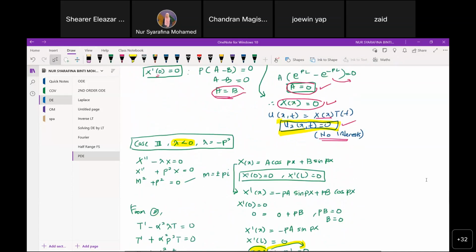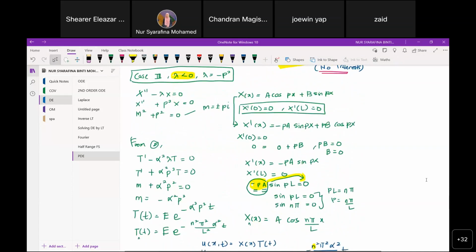So in our third case, where lambda is less than 0, we use lambda equals negative p squared. Just substitute lambda here with negative p squared, which will give you x double prime plus p squared x equals 0. Change it to the characteristic equation: we have m squared plus p squared equals 0, which gives m equals plus minus pi. So this is a complex root.